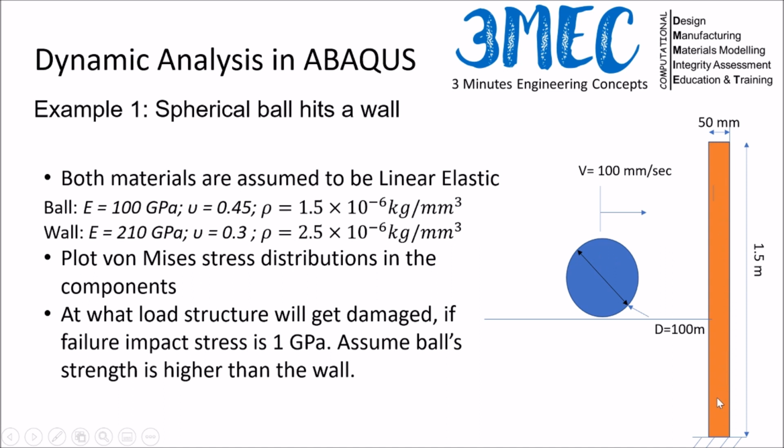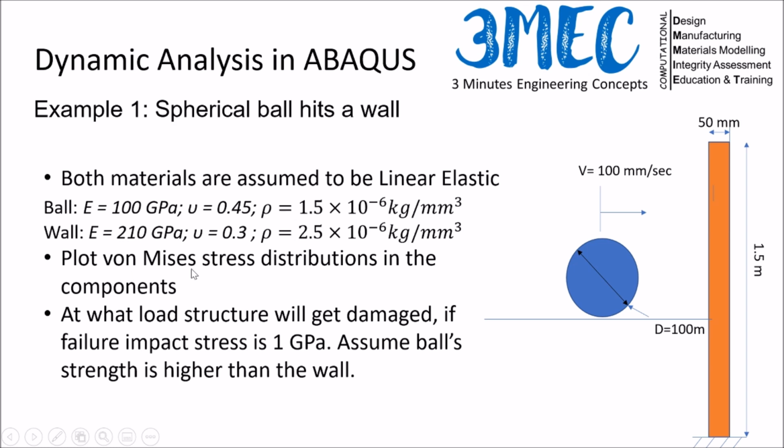So this is linear elastic. The wall, I have given the properties of the wall here. Also for the ball, I'm assuming rubber-type material with elastic properties and density as given. We need density in this case because it's an explicit dynamic analysis, so there will be inertia terms involved, and it needs to know the density of the material.